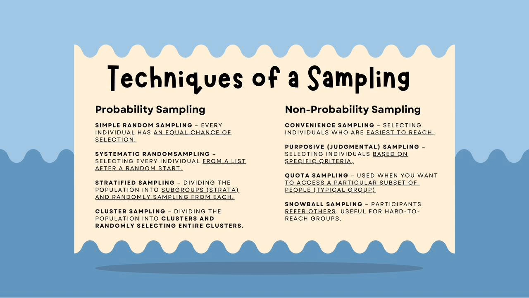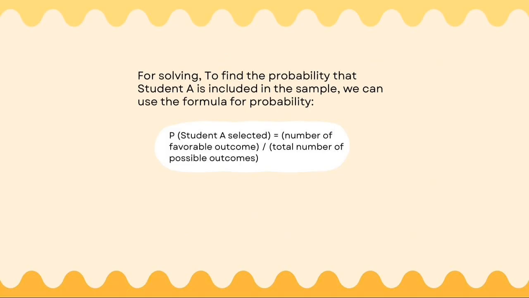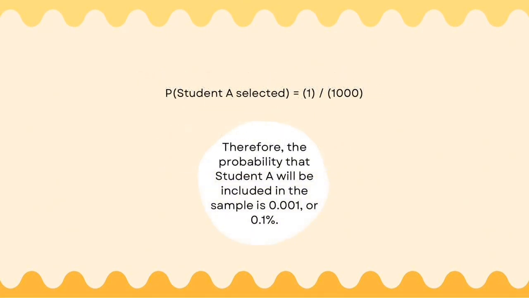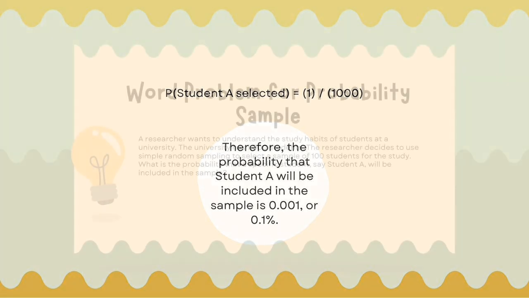Let's work on answering the 2 given word problems. For solving, to find the probability that student A is included in the sample, we can use the formula for probability. P(student A selected) equals the number of favorable outcomes over the total number of possible outcomes, wherein the number of favorable outcomes, student A being selected, is 1. The total number of possible outcomes, the total students, is 1,000. So, P(student A selected) equals 1 over 1,000. Therefore, the probability that student A will be included in the sample is 0.001 or 0.1%.